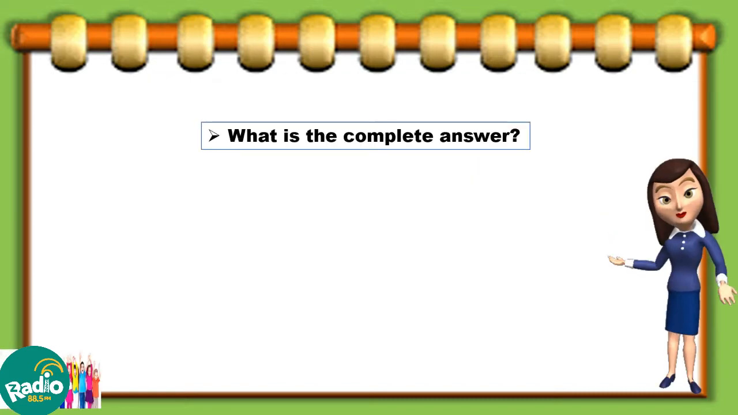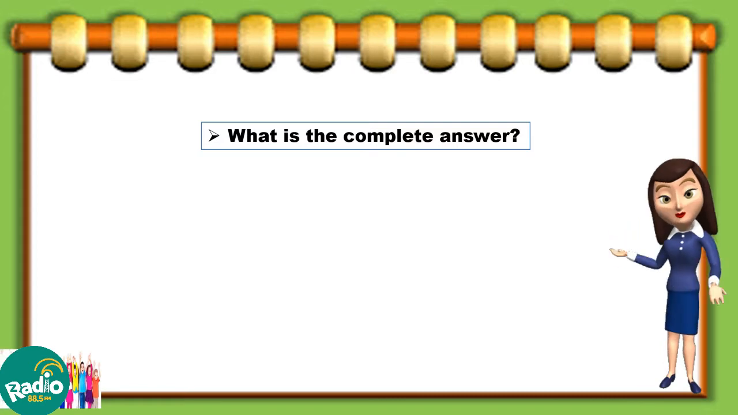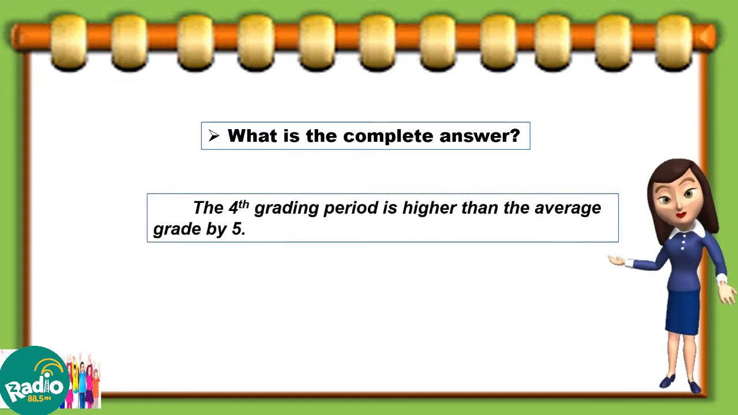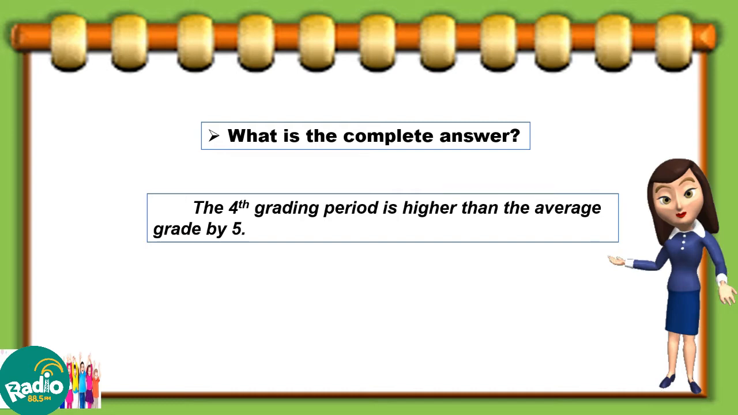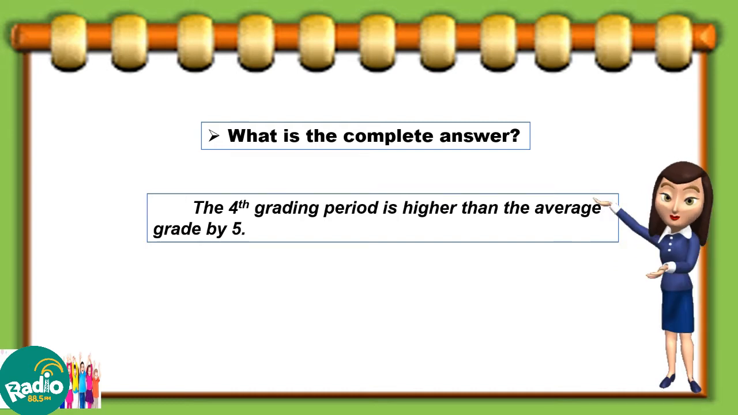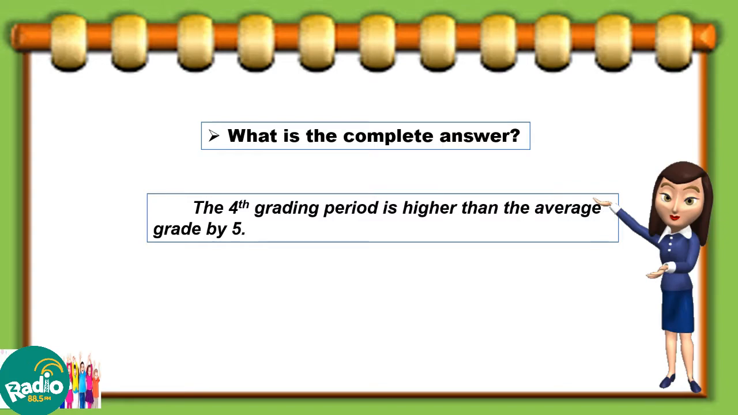So what is the complete answer? Excellent! The 4th grading period grade is higher than the average grade by 5. I am so glad that you answered the problem correctly. Another star for a job well done.